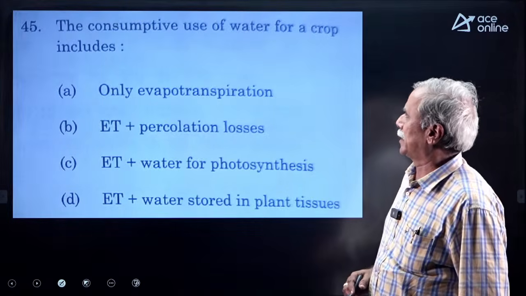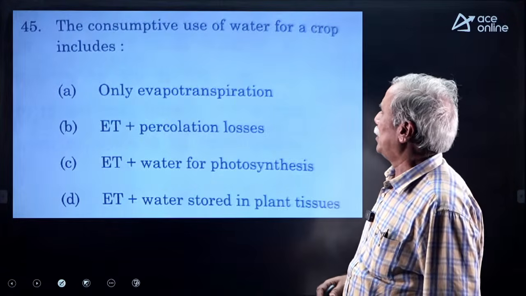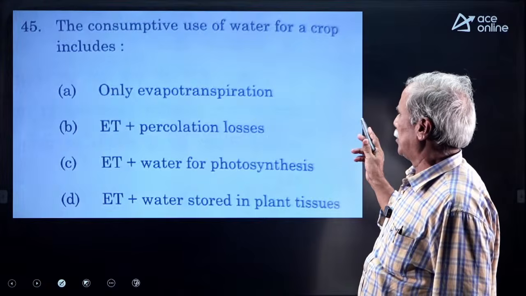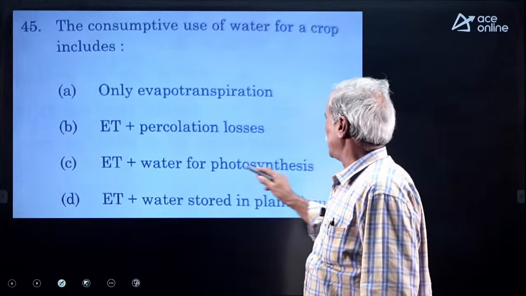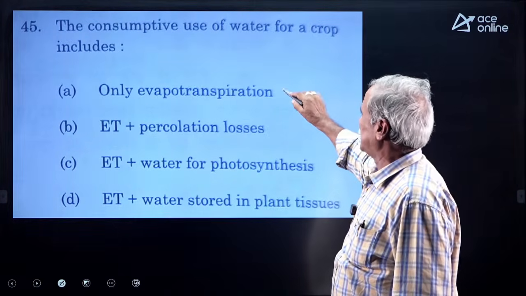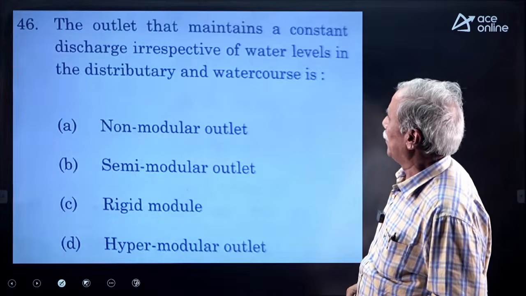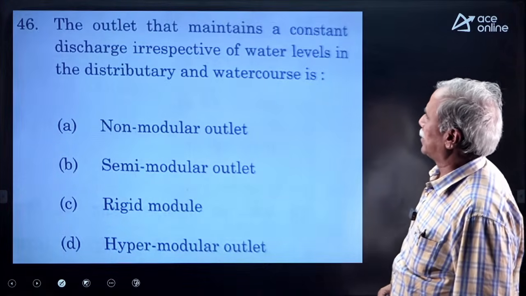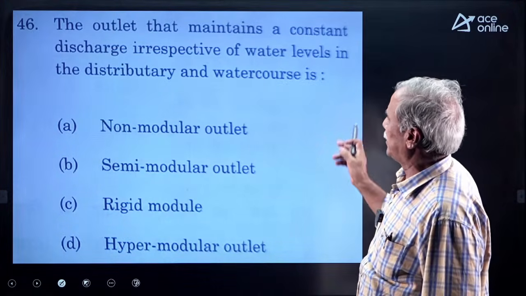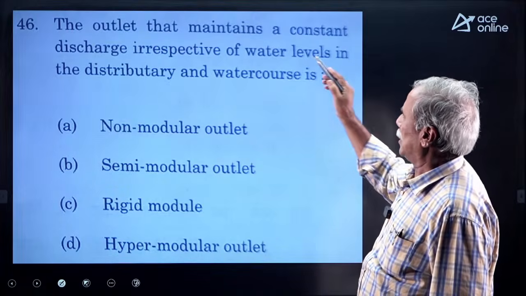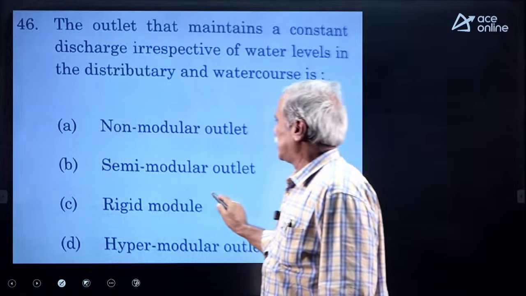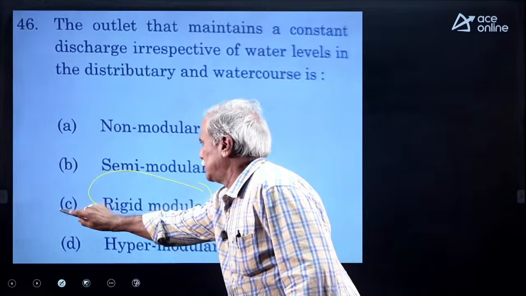Consumptive use of water for a crop includes evapotranspiration, percolation losses, and all the water for photosynthesis is also included in that. Correct answer is A. The outlet that maintains a constant discharge irrespective of water levels in the distributary water course: the outlet which has a constant discharge is the rigid module. So, C is the right option.